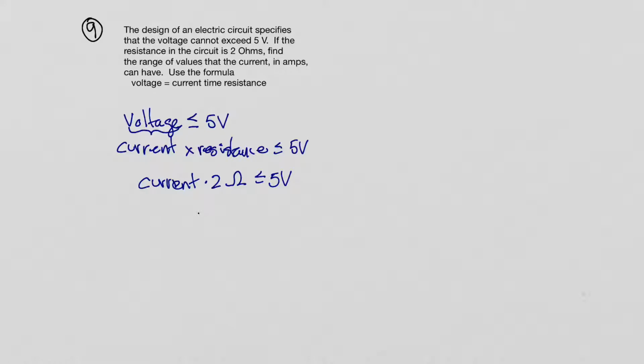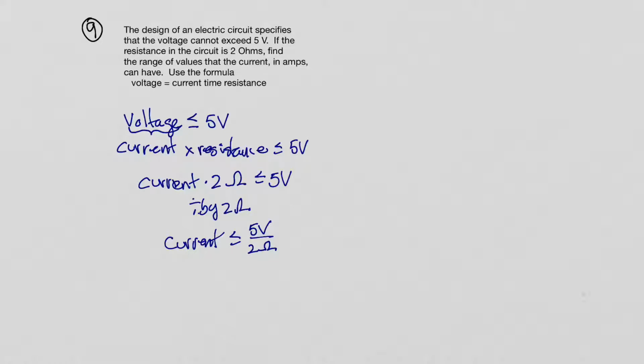Now what we want is the current. So why don't we just divide by 2 ohms. So that's what we're going to do here. We're going to divide by 2 ohms. So we will get the current. Now we're dividing by a positive number, so this sign does not change direction. So the current is now less than or equal to 5 volts divided by 2 ohms.